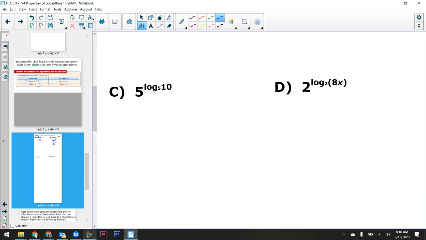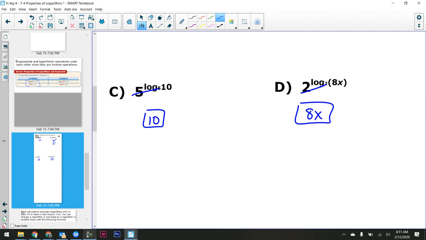And then likewise here, 5 to the log base 5 of 10. Cancel, just becomes 10. 2 to the log base 2 of 8x. Same base as exponent base. Cancels, just becomes 8x. That's a unique property where you have an exponent, a log within an exponent that are both of the same base. You can cancel them out, because again, they undo each other.